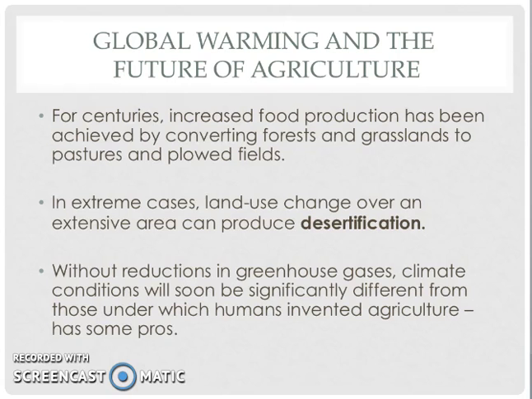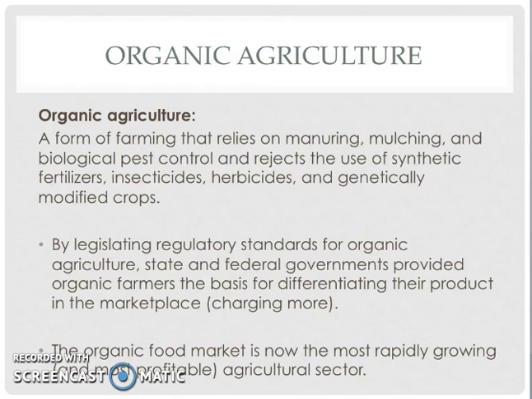The nature-culture theme can look especially at global warming and the future of agriculture. In extreme cases, land use change over an extensive area can produce desertification. Without reductions in greenhouse gases, climate conditions will soon be significantly different than those under which humans invented agriculture. With some pros, indeed, but in most cases, in many areas, it's come with heavy cost.